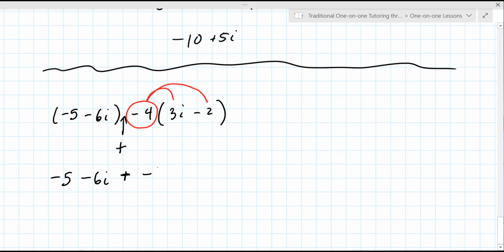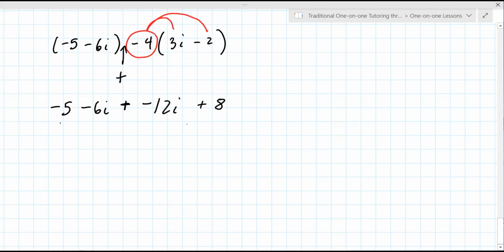Now you might write it this way, which is okay. Or it's -4, and then it's -4 times -2, which is +8. And then it's just like the last, where you combine like terms. You combine these two, 3, and then the other two, minus 18i.